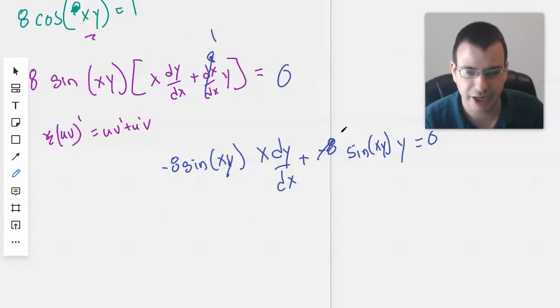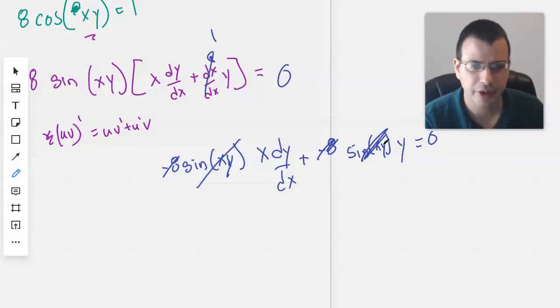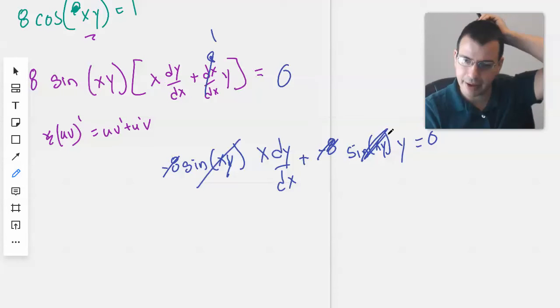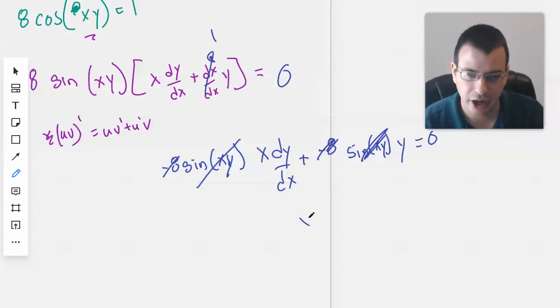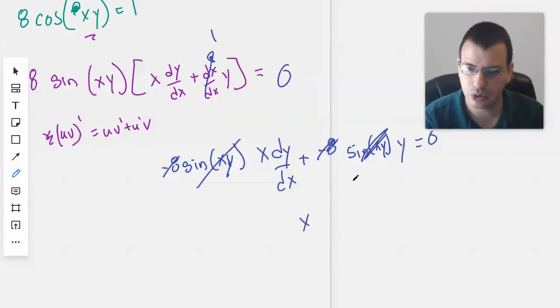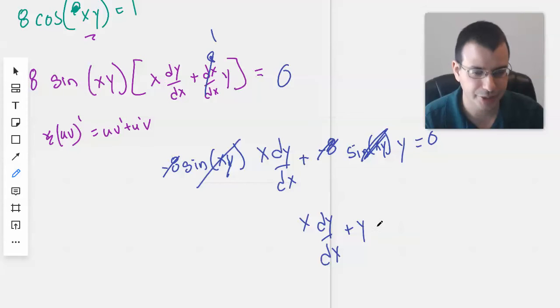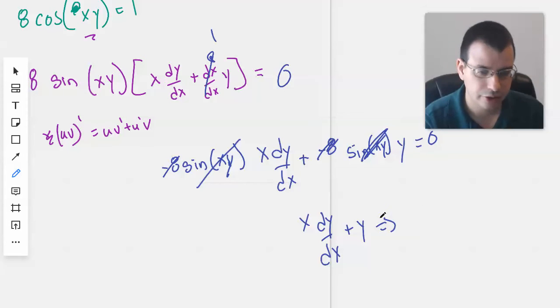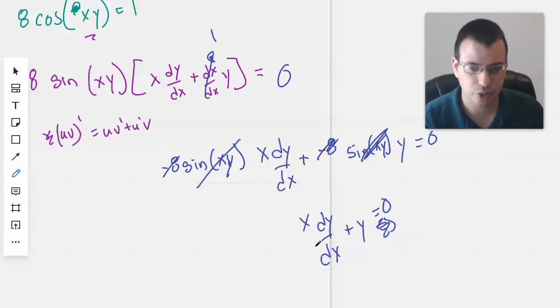So divide both sides by negative 8. Divide both sides by sine of xy. Yep. And one thing we'll have to kind of worry about then is x and y. X and y probably can't be 0. But we'll be fine with that here, I think. Maybe. We'll see. If something disastrous happens, we'll backtrack. Equals 0. So we have x dy/dx plus y equals 0.